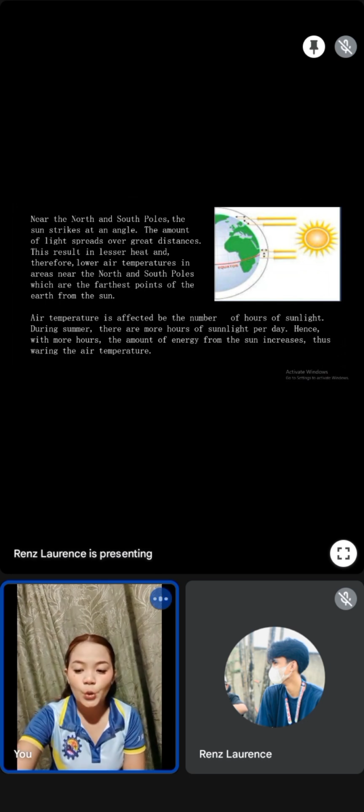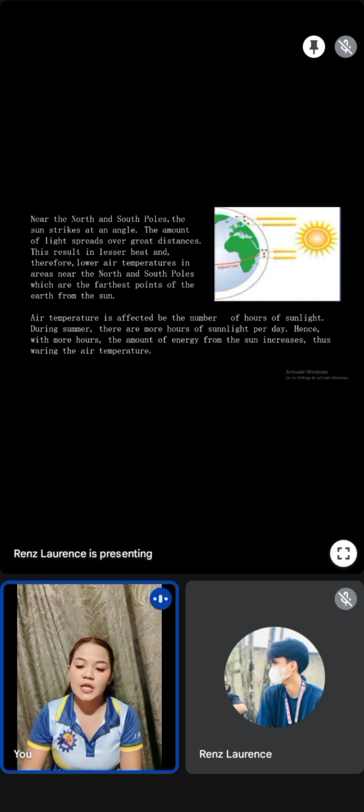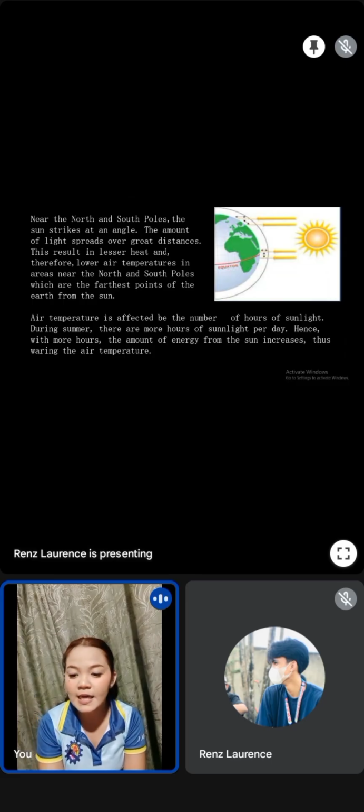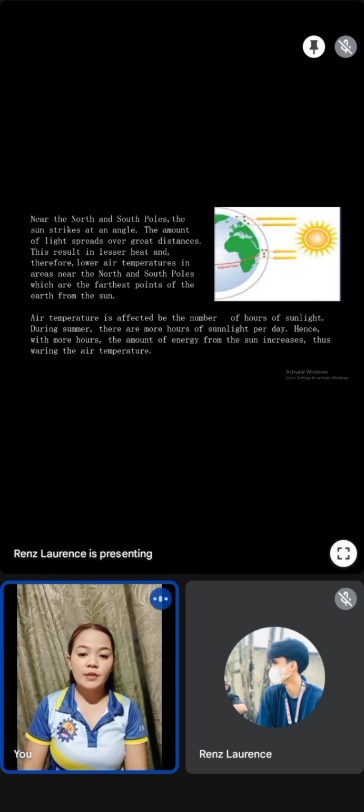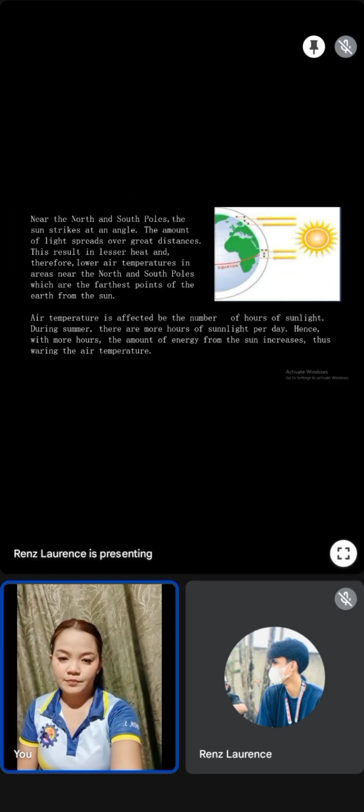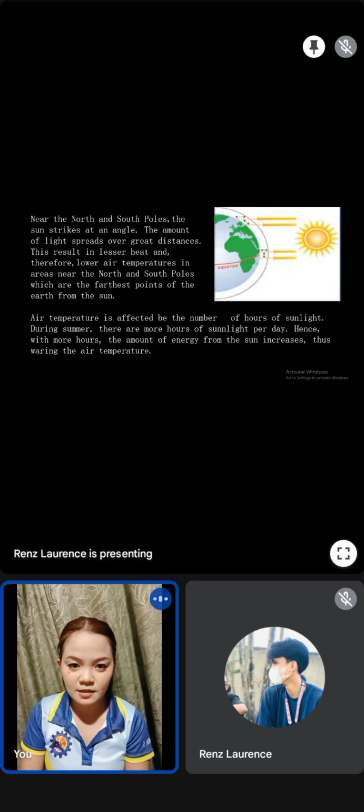So in short, air temperature changes with time of day, location on Earth, height, nearness to water, weather, wind, and also the human activities. Okay, next.